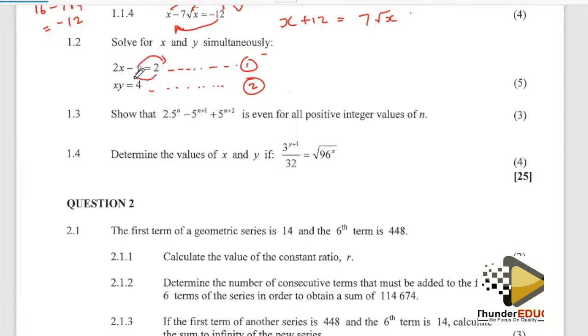I'll move y to the right, move 2 to the left, so that 2x minus 2 is equal to y. I'm going to call this equation star, or equation 3. Then I need to substitute this equation star into equation number 2, where I see y. I'm going to replace it with all of that.